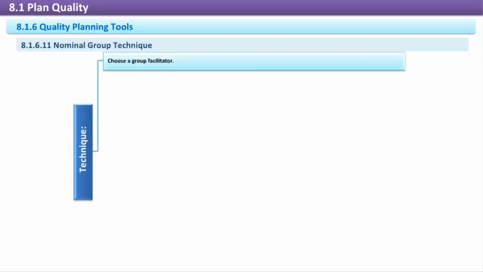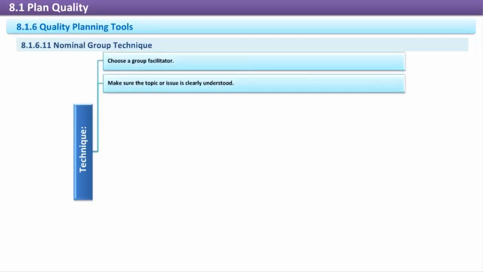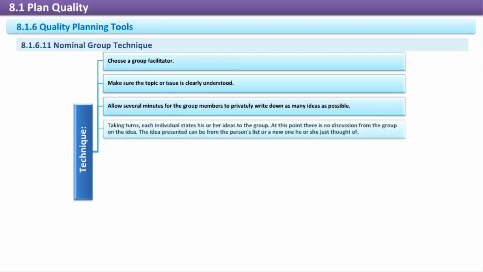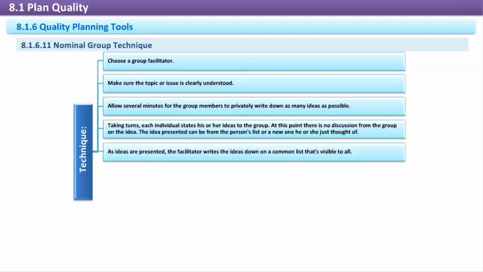Technique. Choose a group facilitator. Make sure the topic or issue is clearly understood. Allow several minutes for the group members to privately write down as many ideas as possible. Taking turns, each individual states his or her ideas to the group. At this point there is no discussion from the group on the idea. The idea presented can be from the person's list or a new one he or she just thought of. As ideas are presented, the facilitator writes the ideas down on a common list that's visible to all.